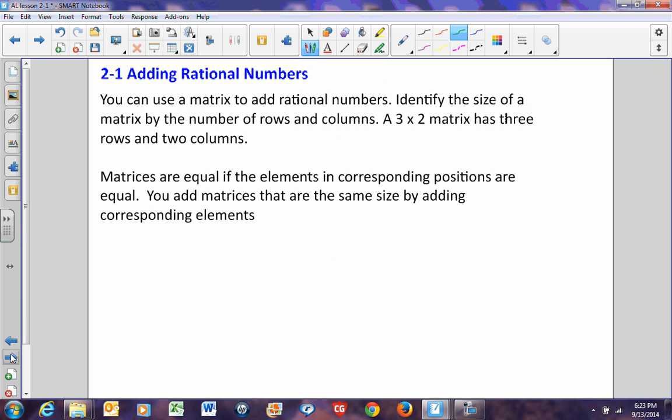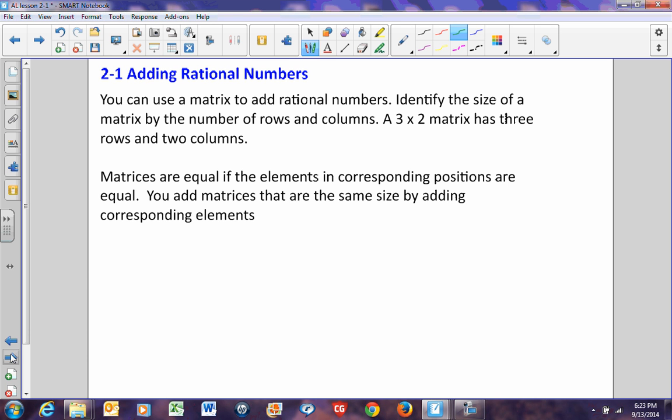Now, we can use a matrix to add rational numbers. We identify the size of a matrix, if you remember, by the number of rows and the number of columns. A 3 by 2 matrix means I have 3 rows and 2 columns. Matrices can only be added if they are equal in size. A 3 by 2 can be added to another 3 by 2. A 3 by 3 matrix cannot be added to a 3 by 1 matrix. They have to have the same number of rows and columns in order to be added.